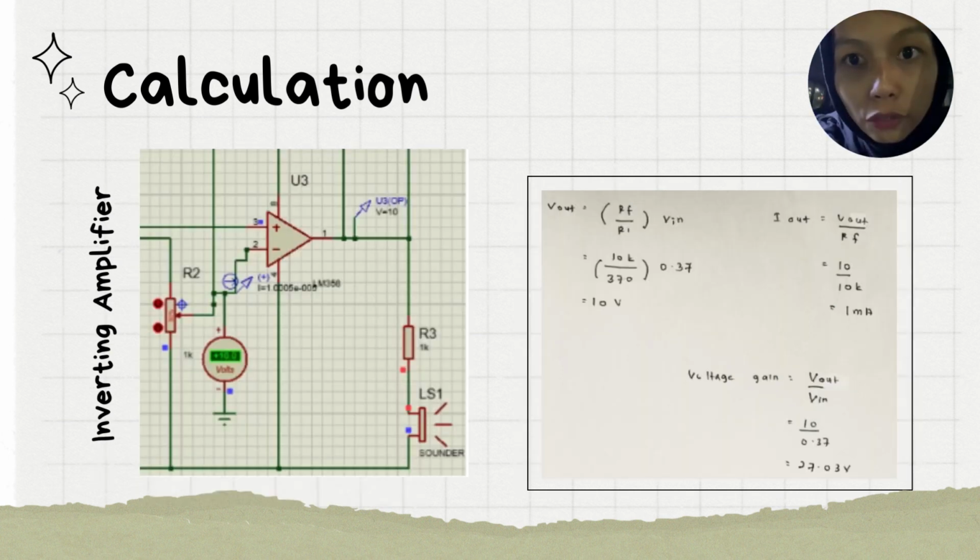And we move to the inverting amplifier. So the Vout that we calculate using the inverting amplifier formula is 10 volts for Vout and 1 milliampere for current. The voltage gain is 27.03 volts. The calculation and simulation values are also the same.